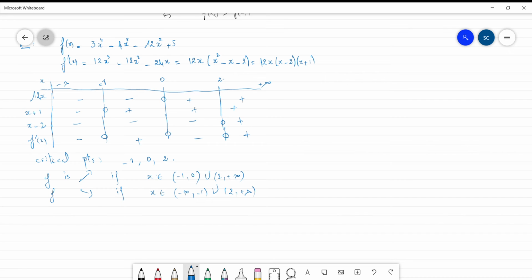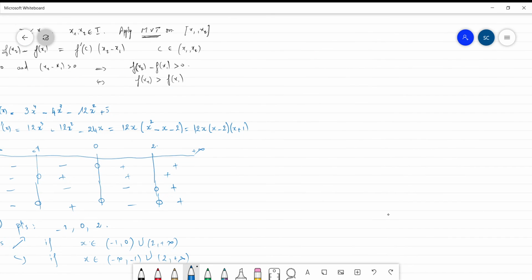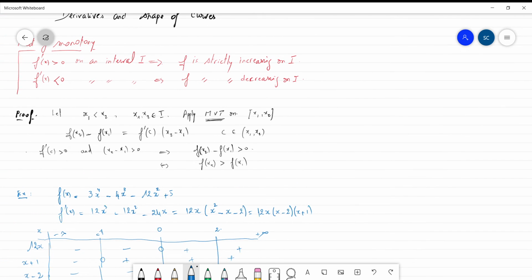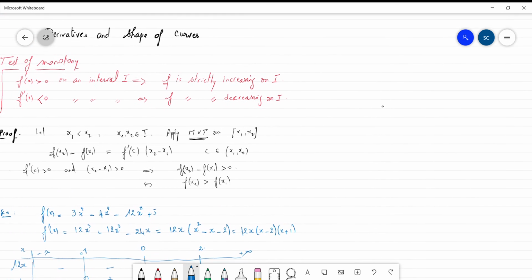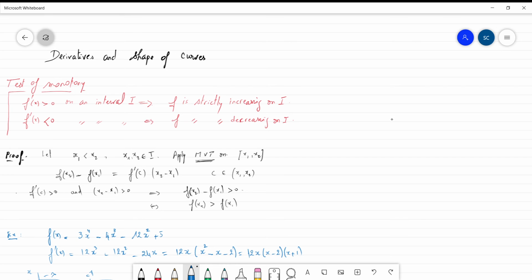Great. Now, what else? Always with the information given by the first derivative, we can have another test. We call it the first derivative test. Okay, so let's write it here: first derivative test.